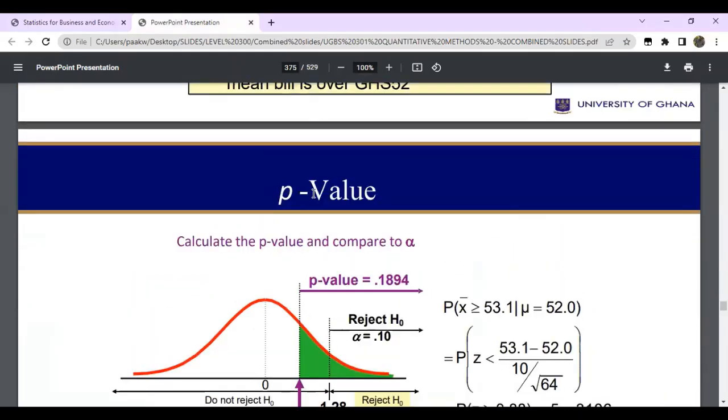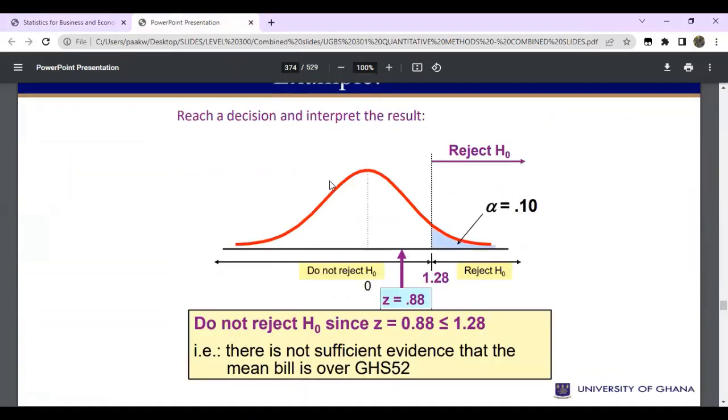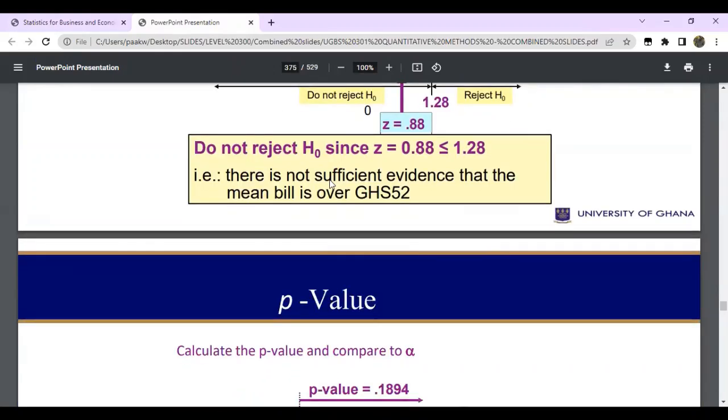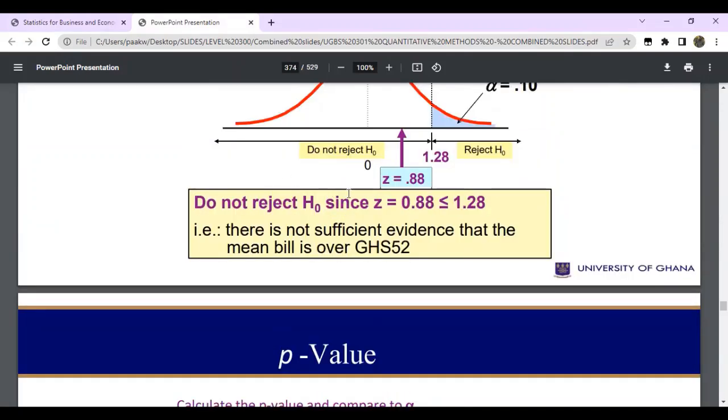With the p-value, as I said, we have two methods: the critical value approach and the p-value approach. And we are saying that we fail to reject since Z computed, 0.88, is less than 1.28. So there's no sufficient evidence that the mean deal is over 52 guarantees. So we fail to reject. You get it?